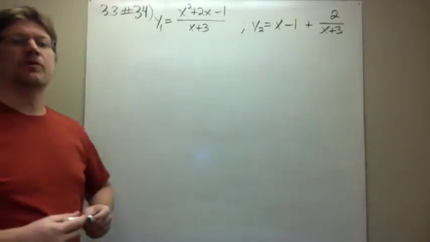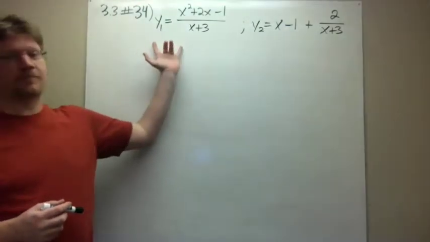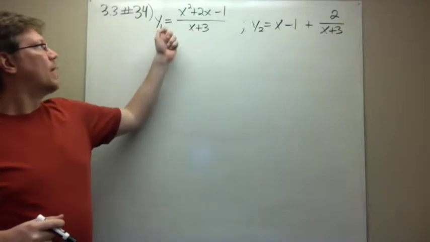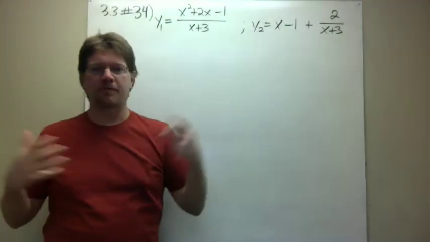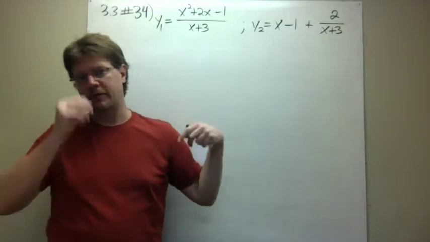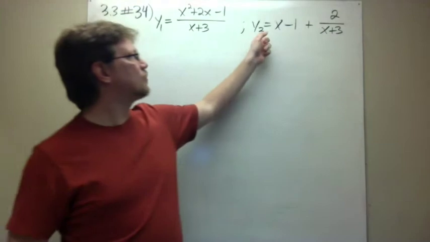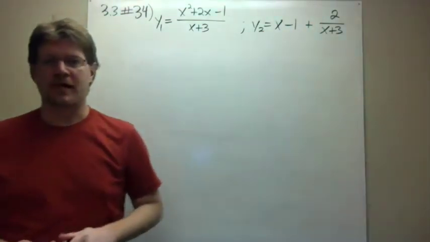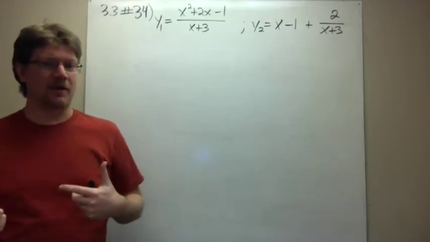Section 3.3, number 34. Here we are given two graphs of two functions. y1 is equal to this quadratic, x squared plus 2x minus 1, divided by x plus 3, if you will. And the second one is y2 is equal to x minus 1 plus 2 over x plus 3. We are told to, number one, graph them and determine that they are equivalent.